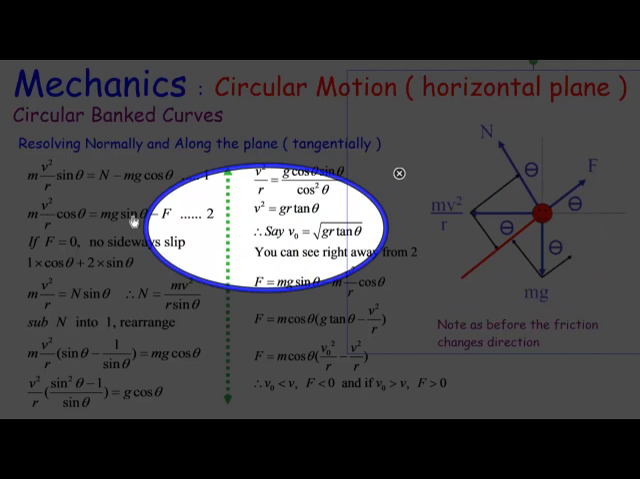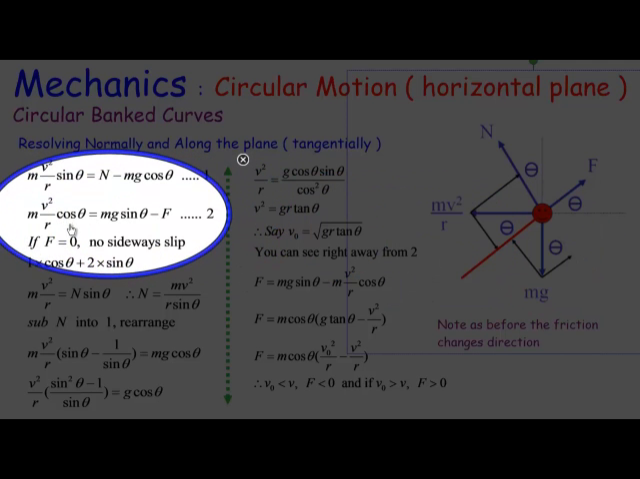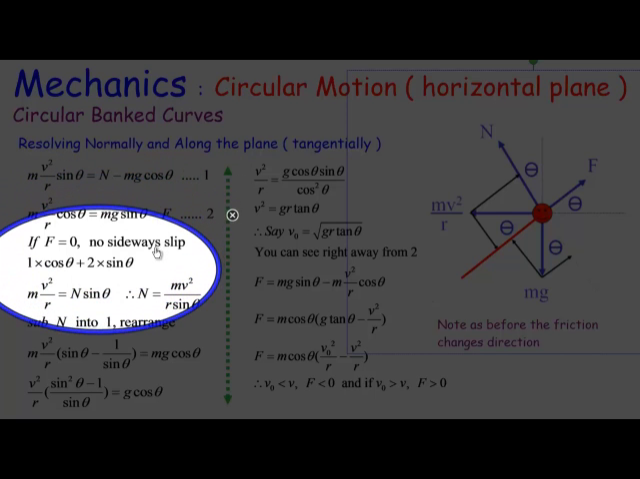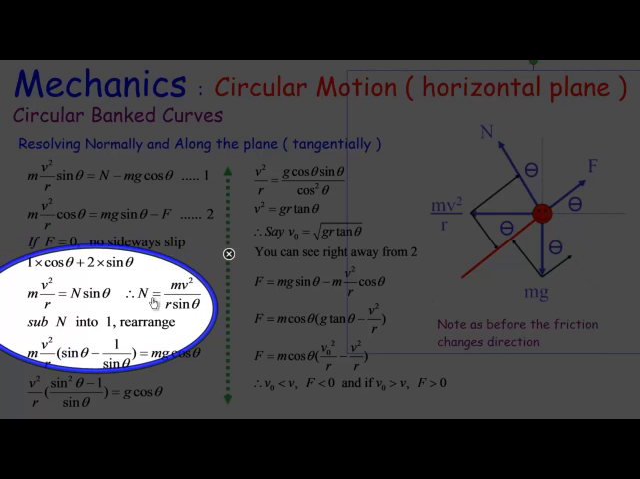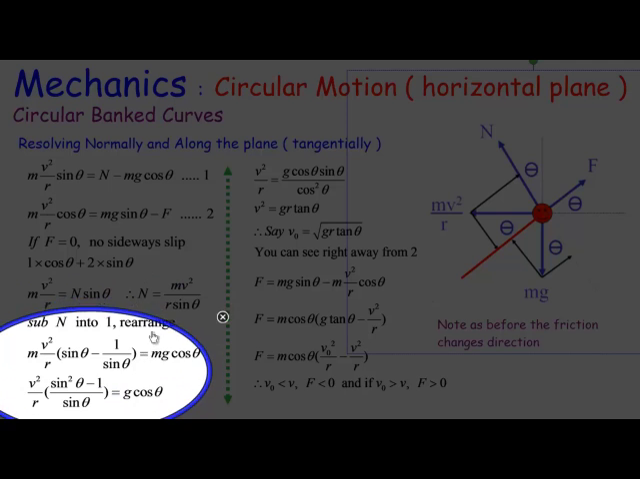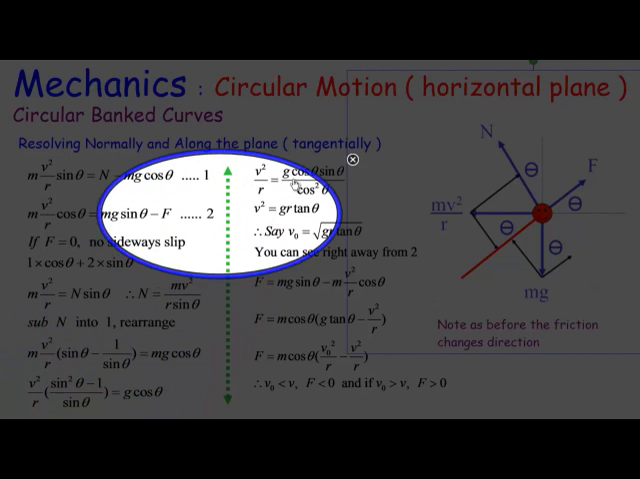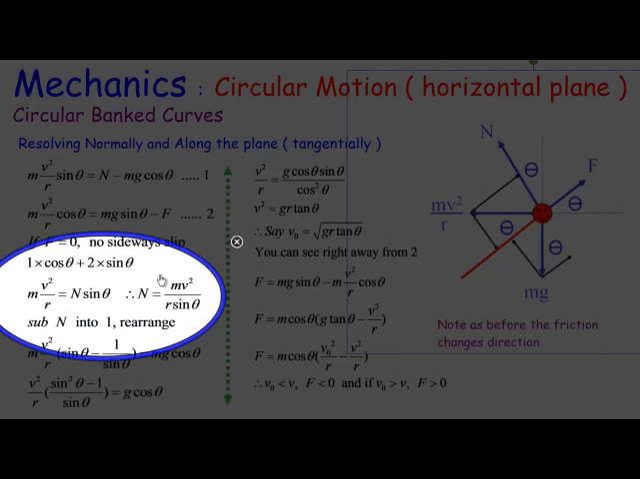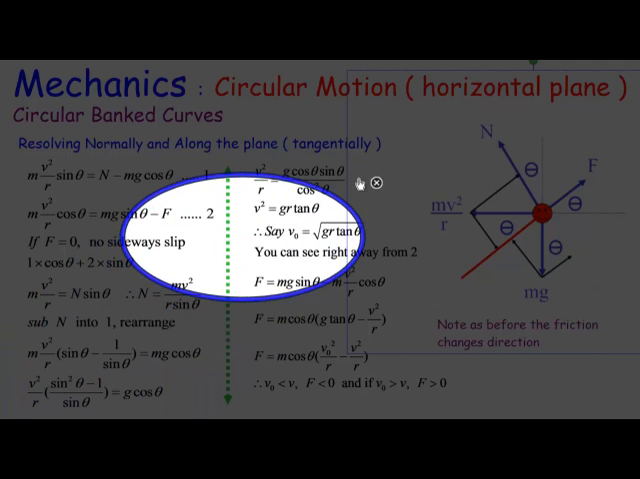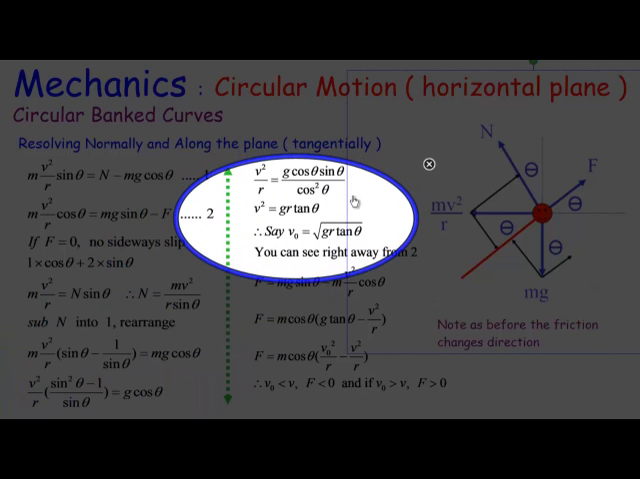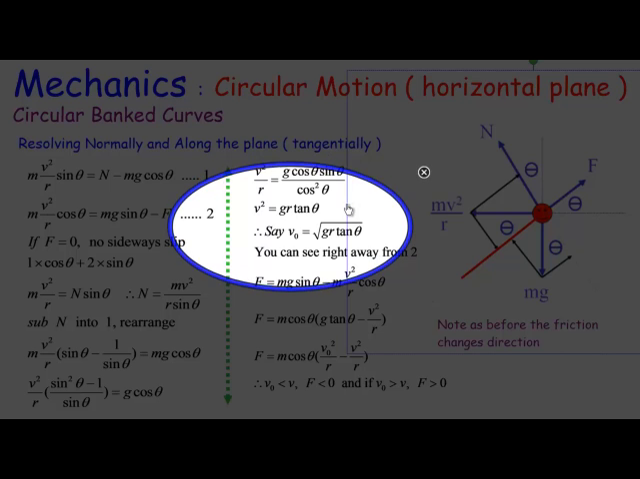If you have a look over here, we have mv squared on r cos theta equals mg sine theta minus F. Now, obviously, if F is 0, we have no slip, and we go through this procedure of trying to eliminate N. We can get N here, substitute N into this one and rearrange, and eventually we'll get that v squared equals gr tan theta, and the optimum is the square root of gr tan theta, which was the same as we had before.